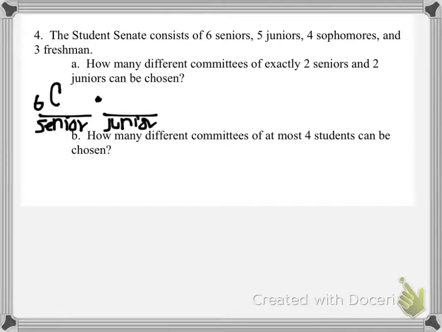So we have 6 seniors for 2 spots, and we have 5 juniors for 2 spots. And again, we're going to multiply this because that completes your committee. This is actually one event altogether. So again, I'm just going to use the underline method here. So we have 2 spots. So you have 6 and then 5, and then divided by how you rearrange those 2 spots.